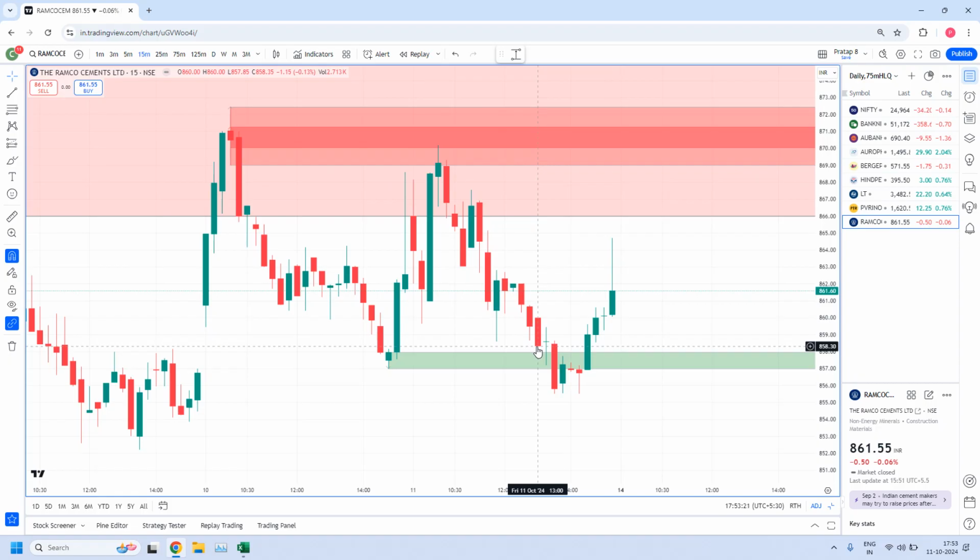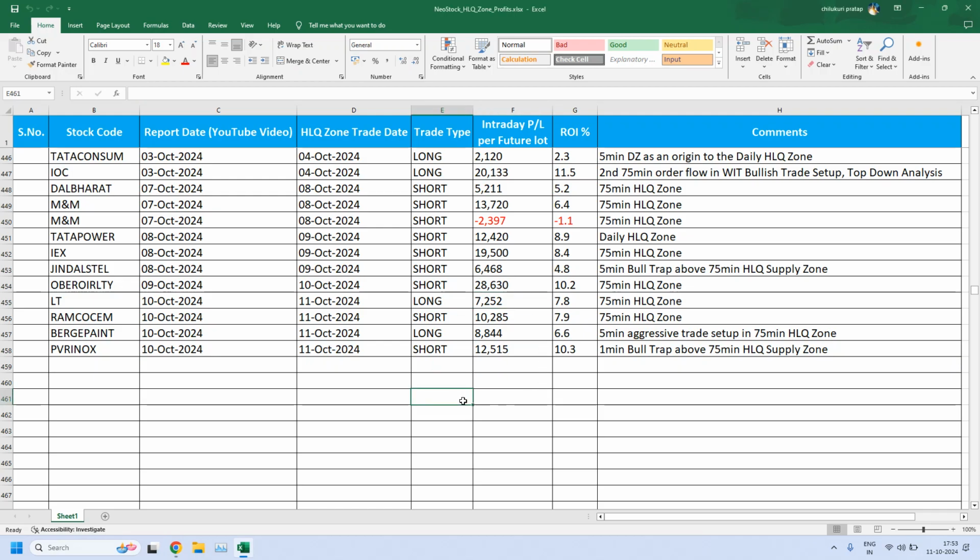How much profit has it given? Ramco Cement has given a profit of 10,285 rupees. And this has given 7.9% ROI for your investment. And this margin cost was, I think, around 1,60,000 or something. See, if you had both trades together, maybe you would have got around 16,000 rupees profit. Okay, these are the 2 fine-tuned 5-minute trades.